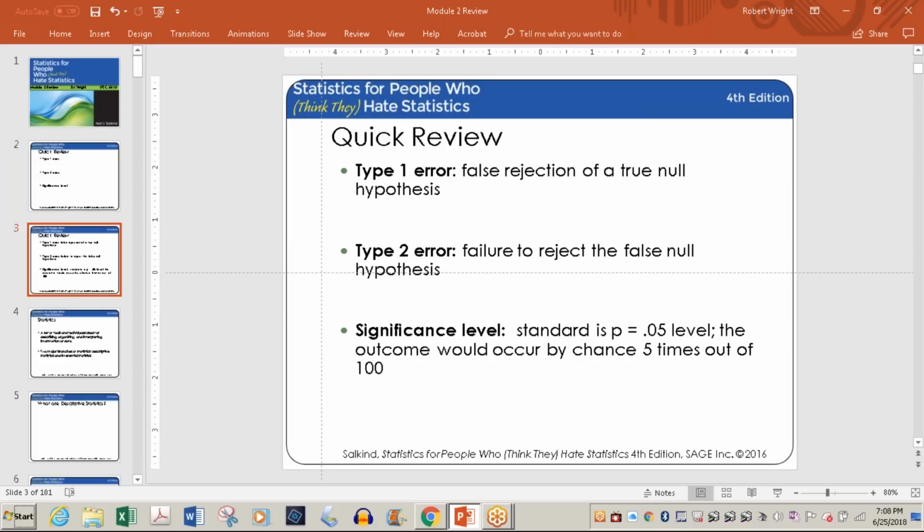Okay, again, type 1 error is false rejection of a true null. Type 2, failure to reject the false null, and the significance level P at the 0.05. The outcome would be 5 times out of 100.